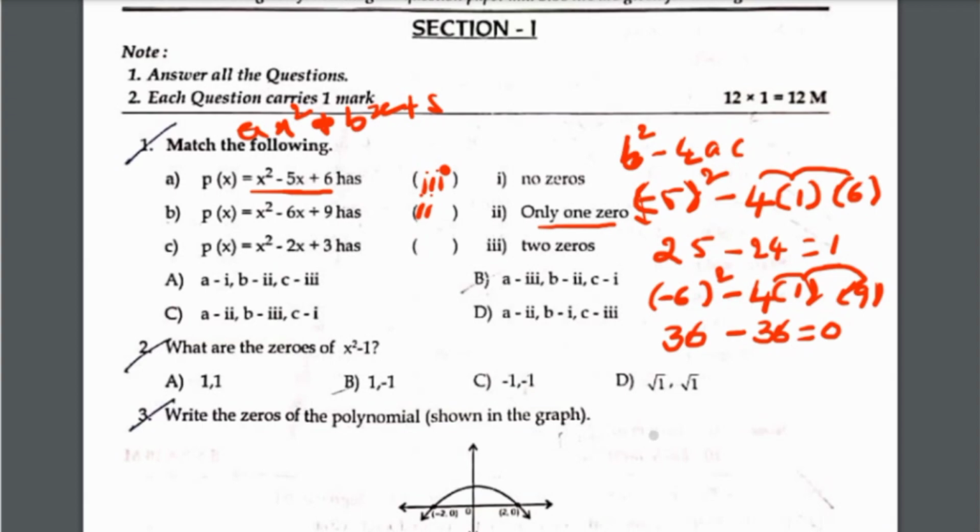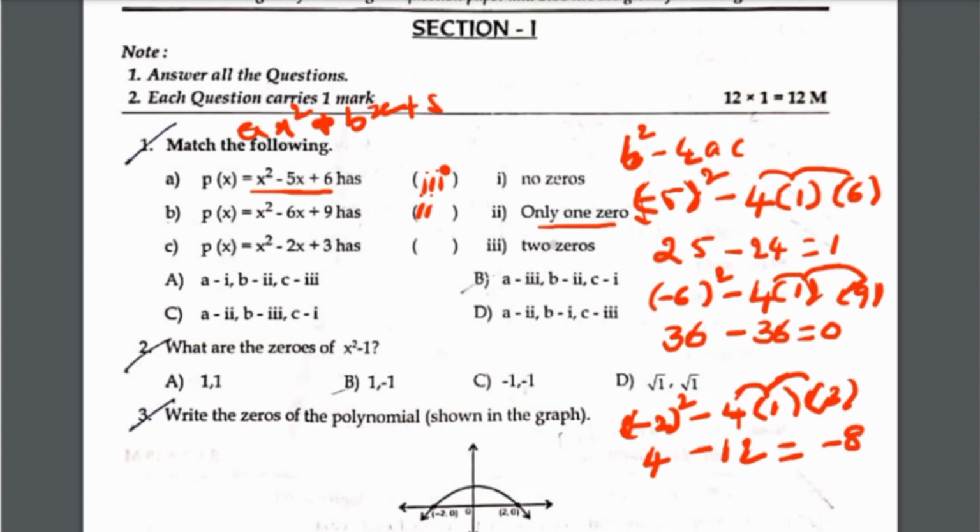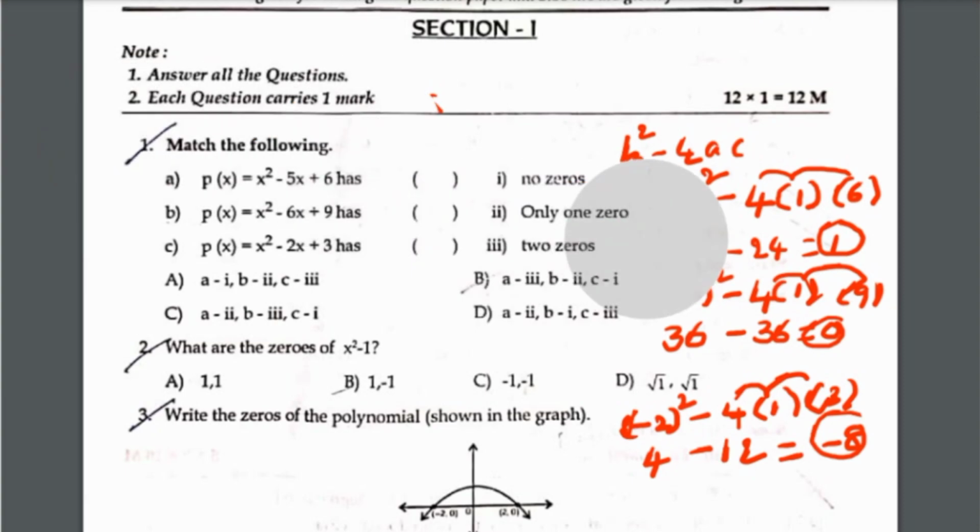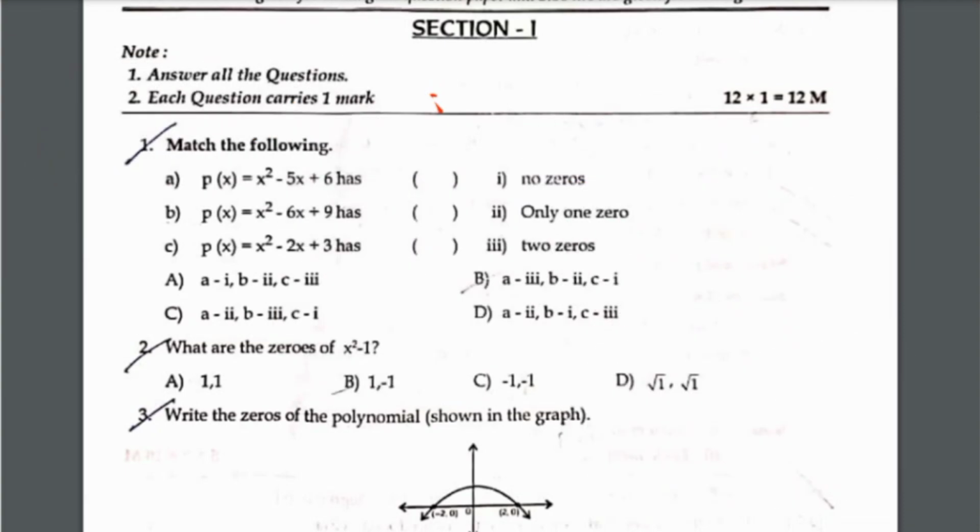For the third one, b value is minus 2 whole square minus 4ac, in the place of a, that is the x square coefficient, 1, and c is 3. Minus 2 square you will get 4, and 4 ones are 4, 4 threes are 12, minus 12 equal to minus 8. When you get a negative number, then you will have no zeros, so option 1. So I repeat once again, when b square minus 4ac value is a positive number, then you will have 2 zeros. If it is 0, then you will have only 1 zero. If it is a negative value, then you will have no zeros. So this is the answer for this question. The first answer is option B, so you can select option B for the first question.